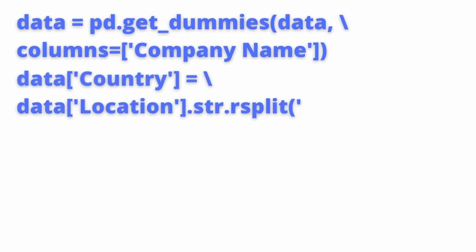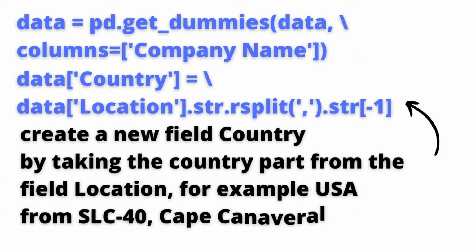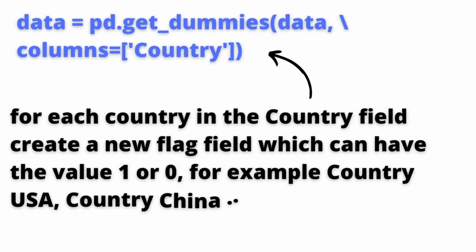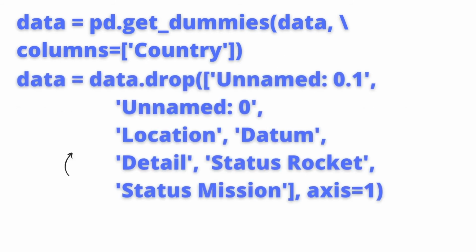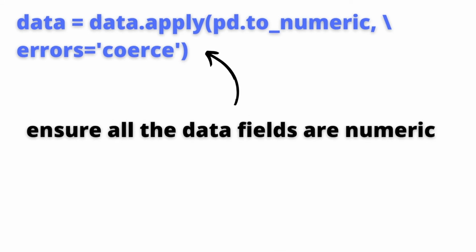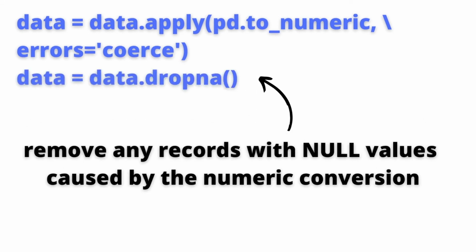We create a new country field, which is a country parsed from the location field. For each possible country, we then create a new field which can have the value 1 or 0. For example, there's a China country and there's a US country, and there'll be a new field for each of these. We drop all fields which are not required in the model. We ensure all the data fields are numeric. We remove any records with null values that were caused by the numeric conversion.